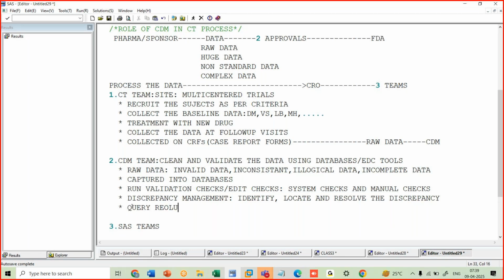So whatever the steps that I'm writing here, this whole process is divided into three phases: study startup, study conduct, study closeout. That means CDM has three phases in its life cycle. That is study startup, study conduct, study closeout. So startup, conduct, closeout.